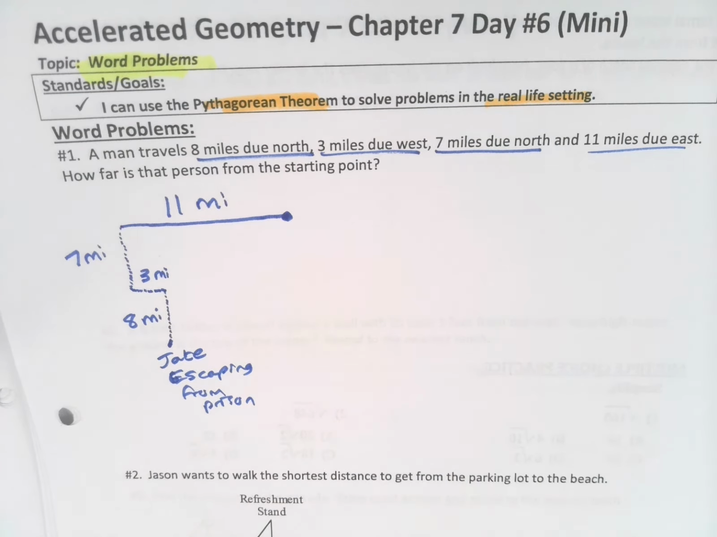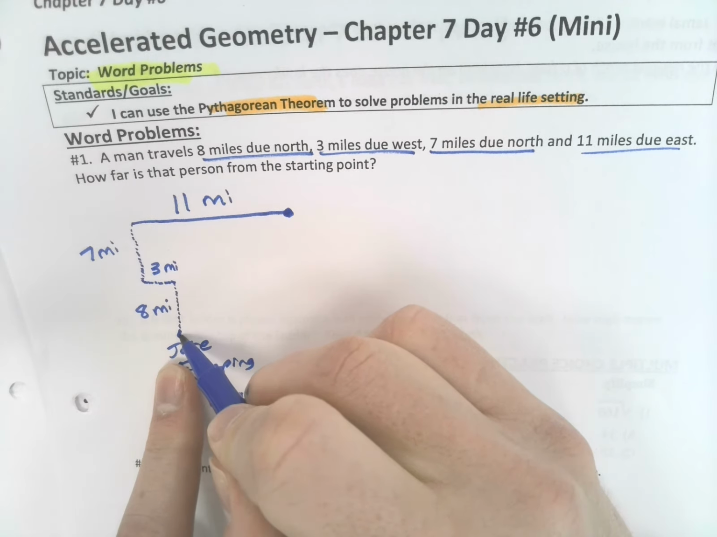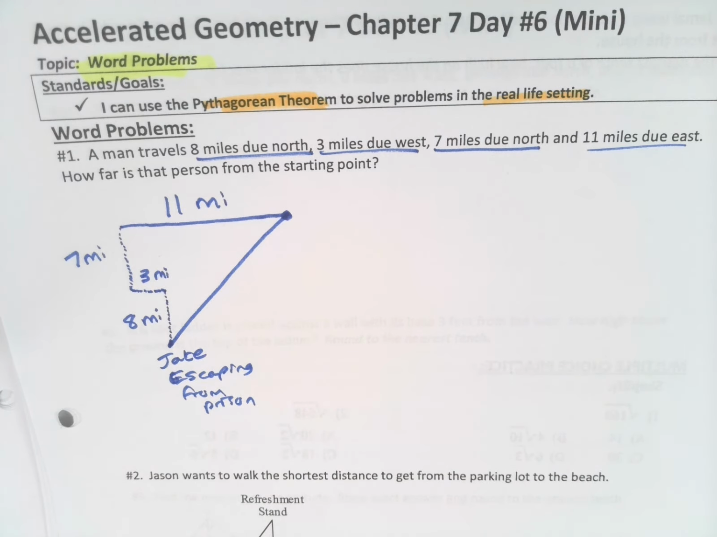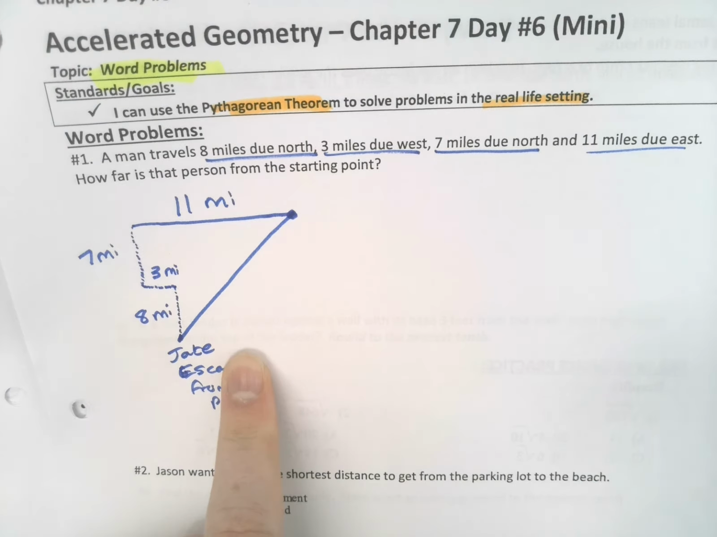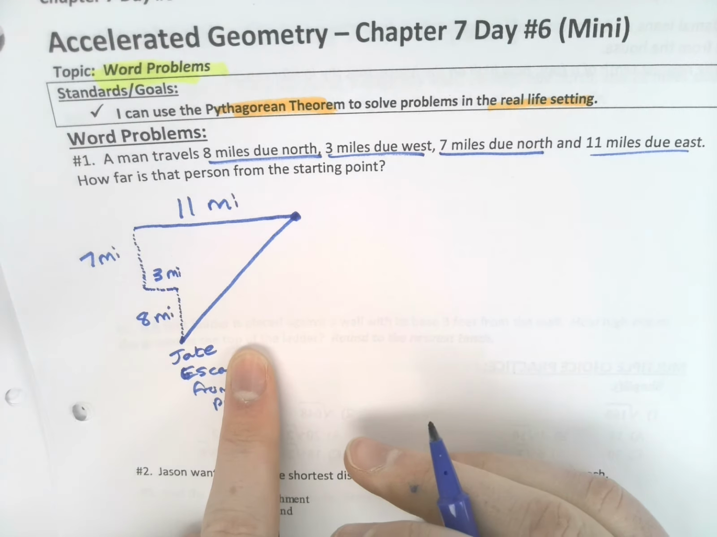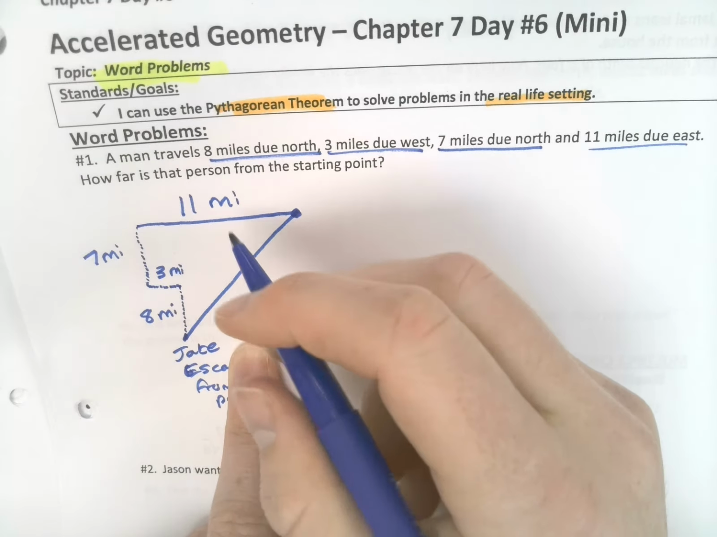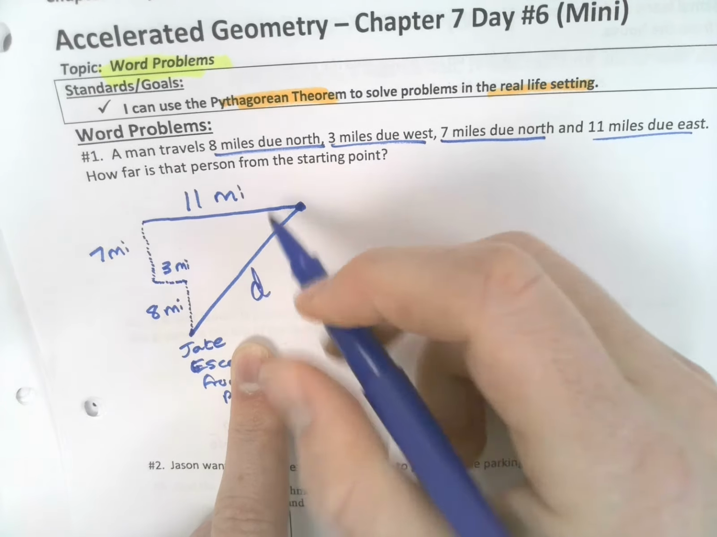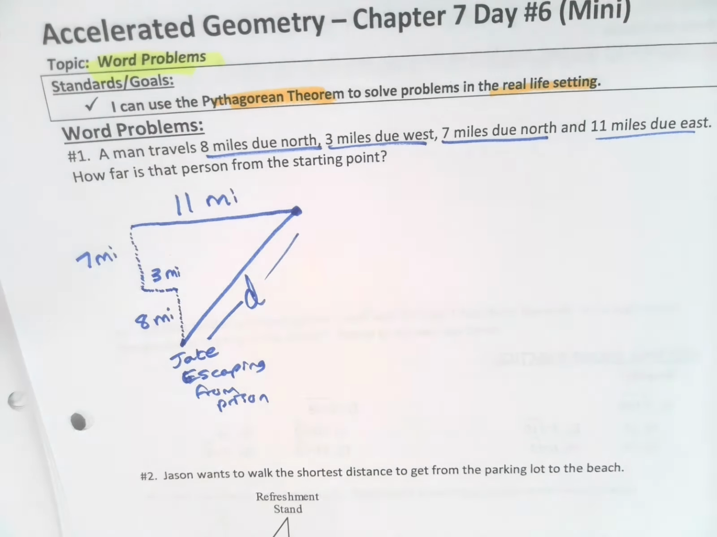How far is he from the starting point? Now, here's the tricky part. We're asking, how far away is he now from where he began? Let's connect those 2 points. How far away is he now? Because it's a direct path. This is what we're trying to find here. Let's call that, what do you guys want to call our variable? How about D for distance? Yeah, it makes sense.